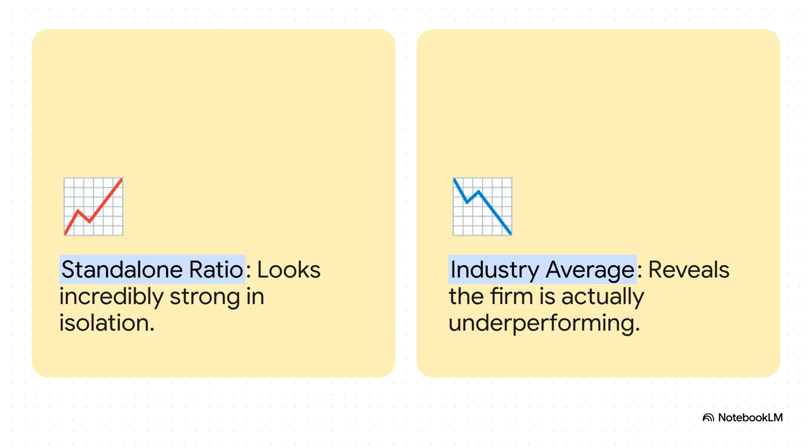Awesome. But then we apply our benchmark and look at the industry average, which turns out to be 25 times. Yikes. Suddenly, that 15.3 doesn't look so hot, does it? When held up against a highly efficient industry standard, it reveals that our firm is actually lagging significantly behind its competitors. They are collecting cash way slower than everyone else in their market. This right here is exactly why context is literally everything.